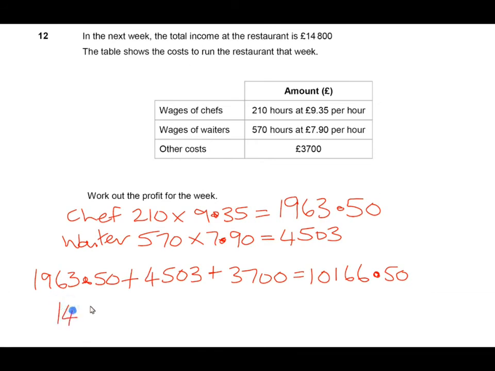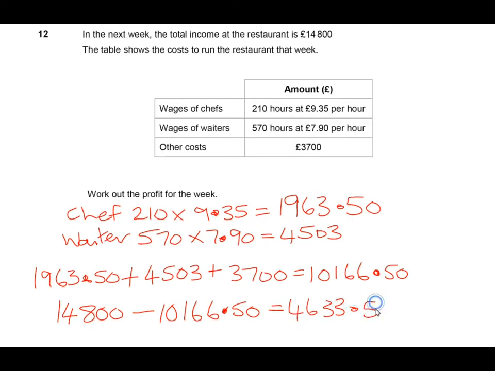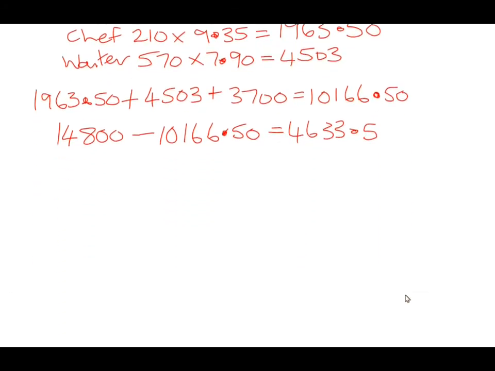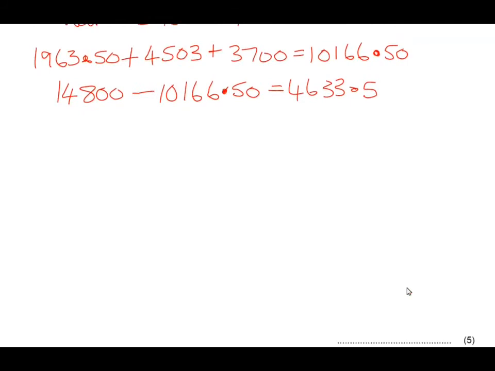So our £14,800 take away our £10,166 and 50p leaves us with a profit of 4633.5. So on the answer line for our 5 marks, 4633.50. Don't forget the second decimal place.